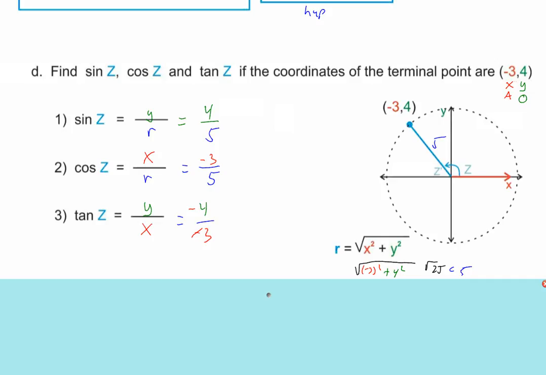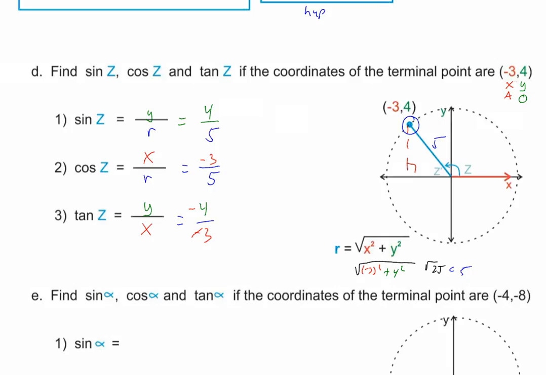So we can know the coordinates of the terminal point. That's the end point. And again, because that ends up with a reference triangle, we really don't even need to worry about that. We can simply figure out the radius, use x, y, and r, and get all of our trig functions. All right, let's look at the next example.